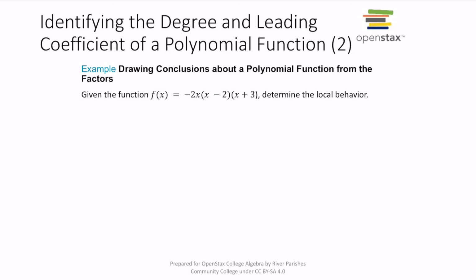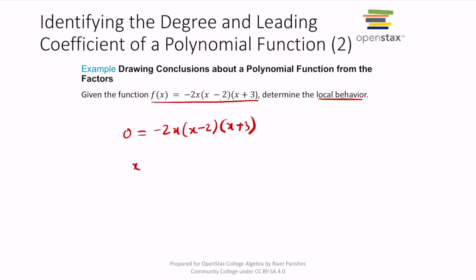Next, you are given the function f of x equal to minus 2x times x minus 2 times x plus 3. So they're asking us to determine the local behavior. The first thing that we need to do is find the number of x-intercepts. How do you find the x-intercept? Put f of x equal to 0. So 0 equals minus 2x times x minus 2 times x plus 3.